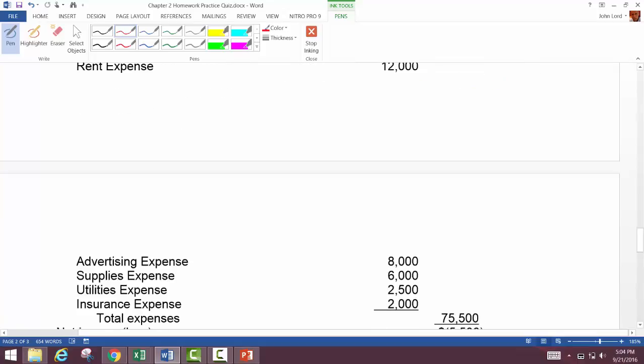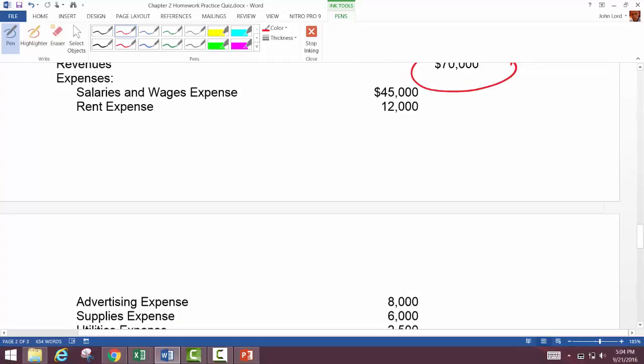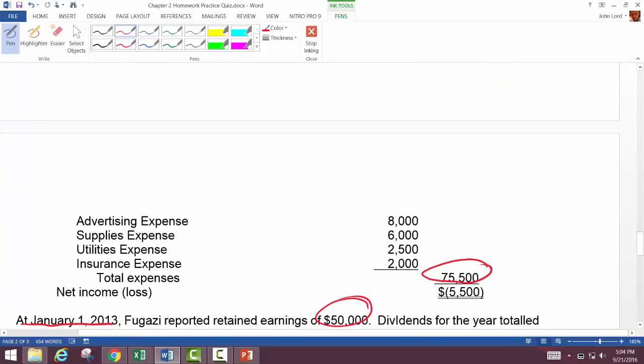And if you total up all those expenses, starting with that 45,000 and adding through to that 2,000, their expenses are 75,500. Can that happen? Can a company have expenses more than revenues? Let's hope it doesn't happen to you, but it happens to companies, right? So this company has a loss for the period, don't they?